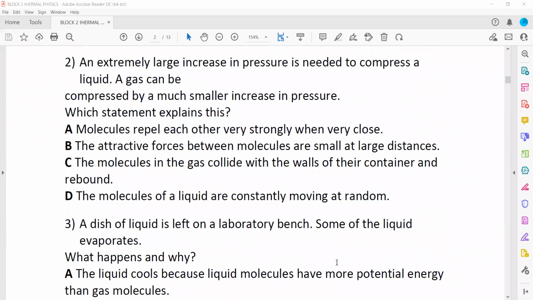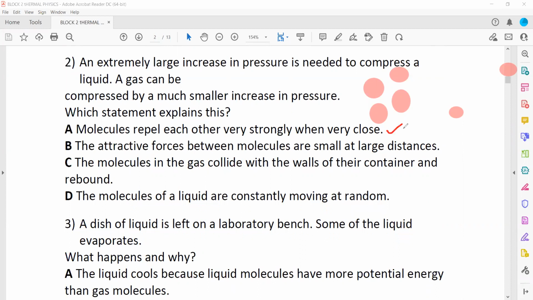In question 2, an extremely large increase in pressure is needed to compress a liquid, and gas can be compressed by a much smaller increase in pressure. What happens is, when these molecules come closer to each other, the molecules tend to repel each other. So in liquids, the particles are relatively closer as compared to that in a gas. So when we check the statements, the molecules repel each other very strongly when they are closer.